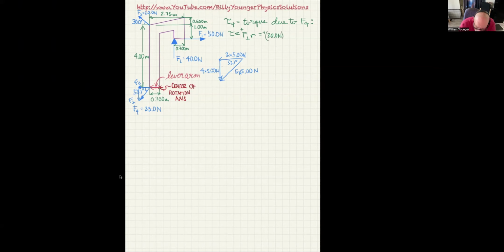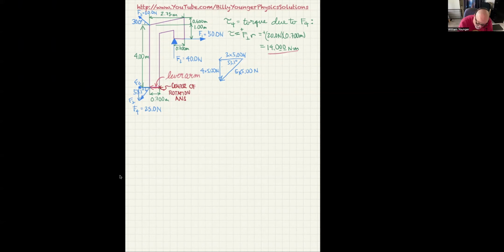And then the lever arm itself is just the length 0.700 meters, and that should give us 20 times 0.7, which is the same thing as 2 times 7, which should be 14.000 Newton meters. And that's our torque 4.